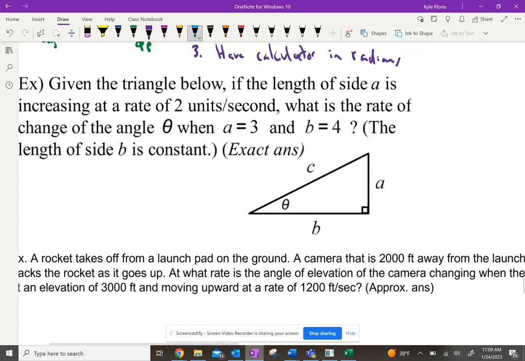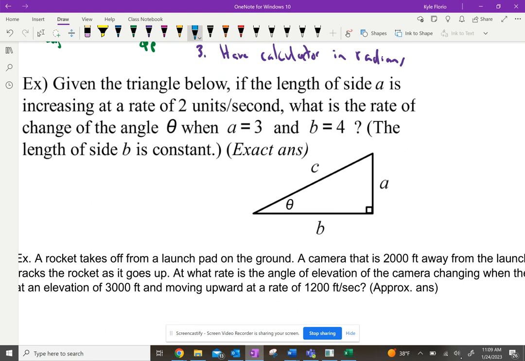All right, so in this problem, this side length A is getting bigger. And as it's getting bigger, this angle is growing. It's getting bigger and bigger as A gets bigger. And we want to know the rate of change of that angle. So when the rate of change of side A is 2, I'm going to call that A prime is 2. We want to know what's the rate of change of angle theta. So we're looking for theta prime. And we want this at the moment that the side length A is 3 and the side length B is 4.